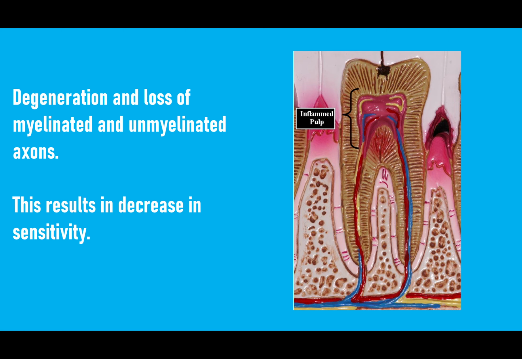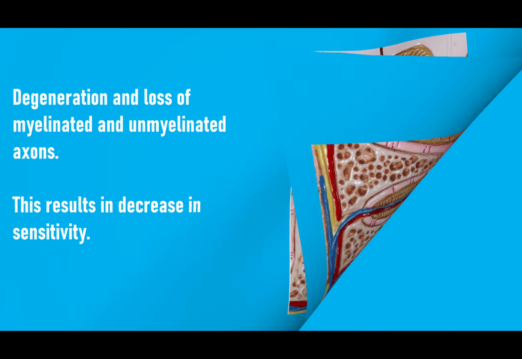in decreased sensitivity, because of fewer nerves, whether myelinated or unmyelinated. There is a decrease in sensitivity with age because of secondary dentine deposition. As a result, that causes degeneration and loss of myelinated and unmyelinated nerves, and as a result there is a decrease in sensitivity.